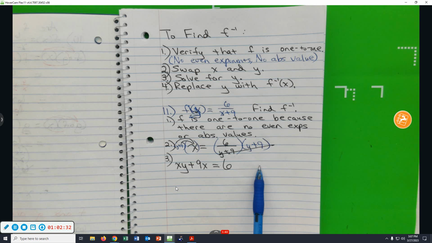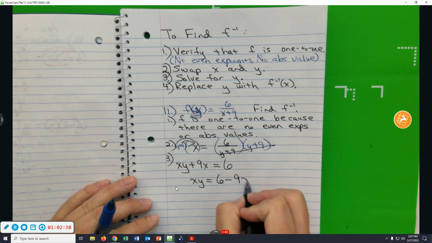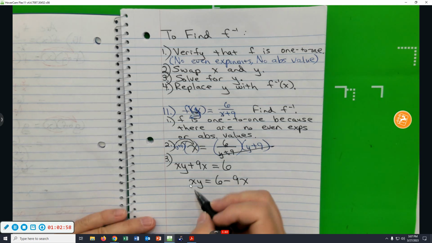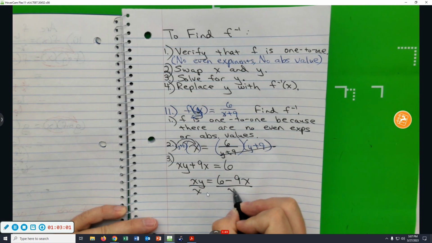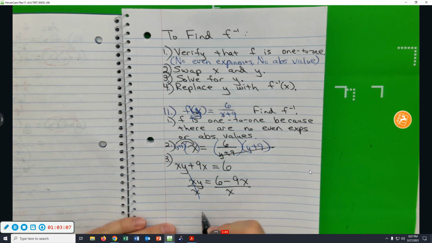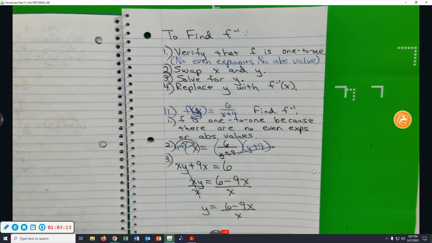I'm going to move the 9x to the right. So I have xy equals 6 minus 9x. And then it's x times y. What will I do now? Say it. Mary May, now what am I going to do? It starts with a D. Divide. Divide by x. So the x's cancel, and we have y equals the quantity 6 minus 9x, all over x.